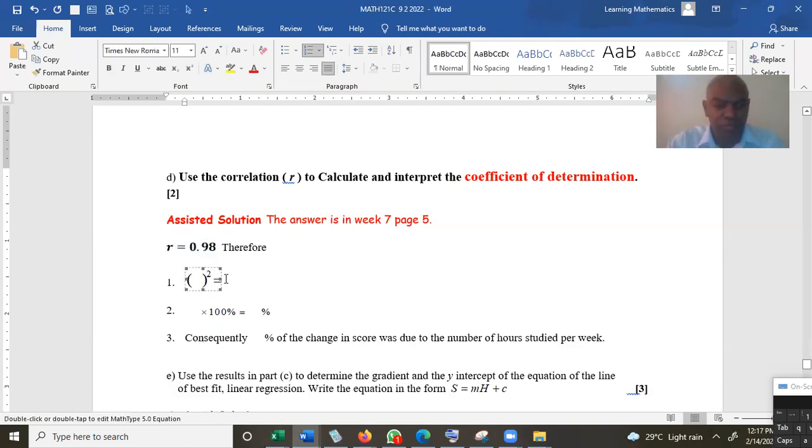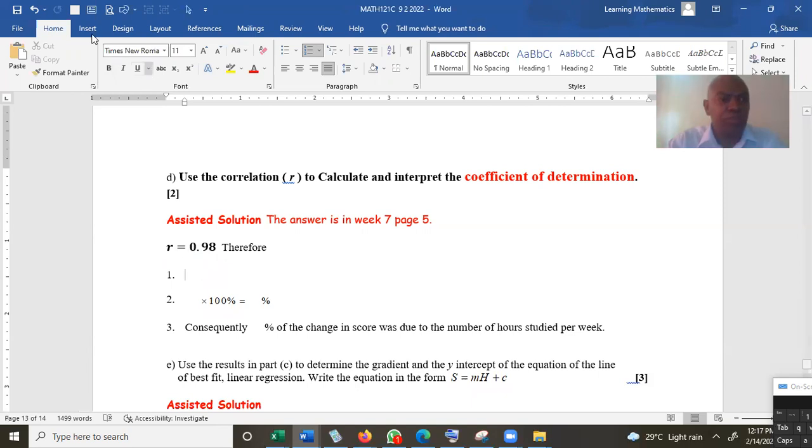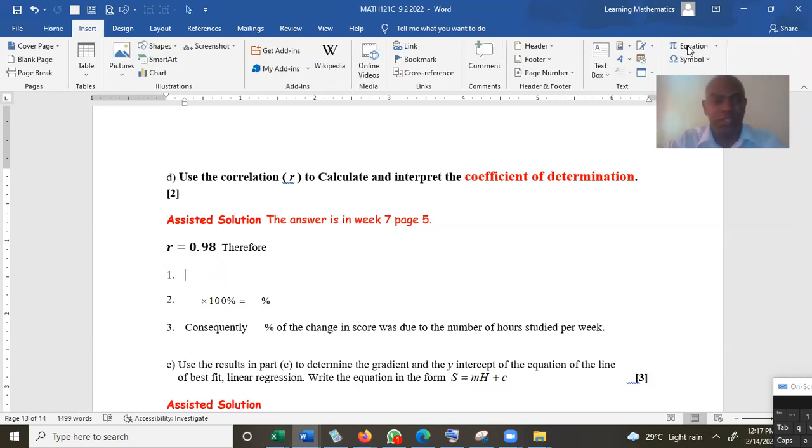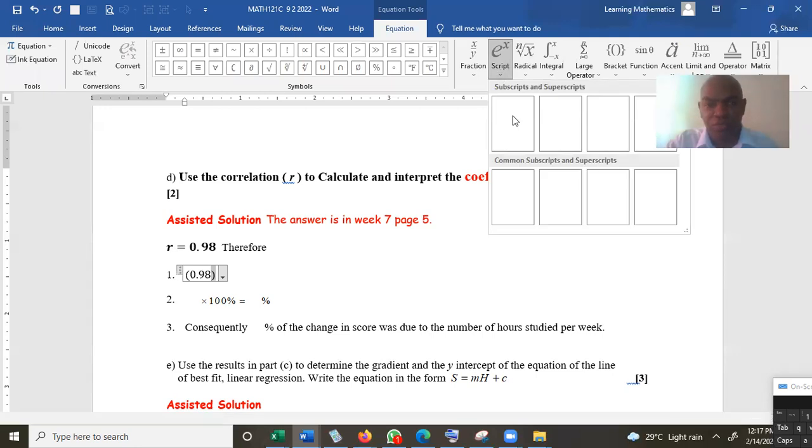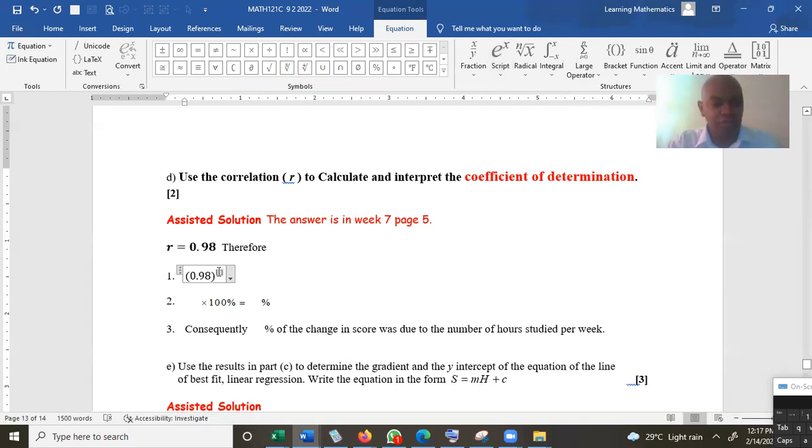The first thing you do, you go to insert, you go to equations, open a bracket, 0.98, close bracket, and you square this 0.98. Now, what I notice is you don't really have to go to script to square. The more you interact with this, you don't need certain things. You don't have to highlight and then go to script and look for superscript and put your little 2 up there. You don't have to do that.